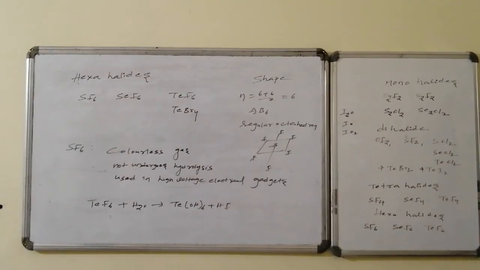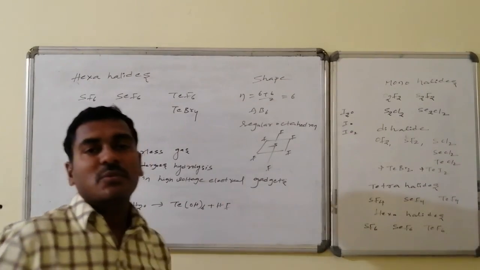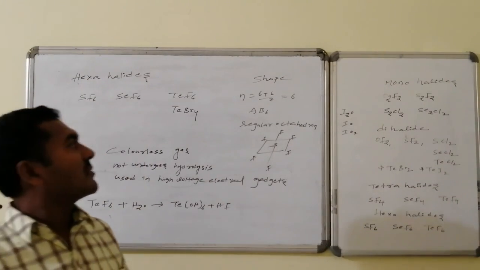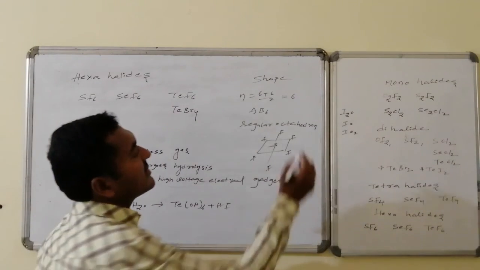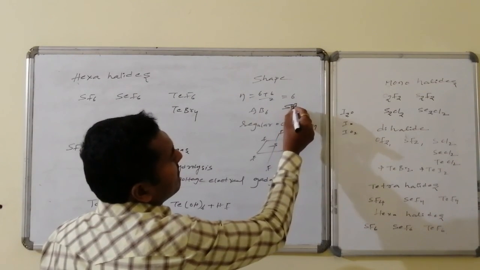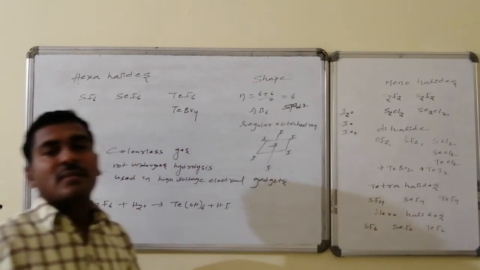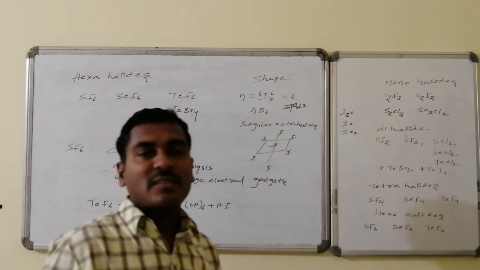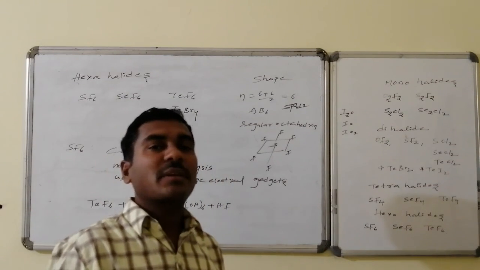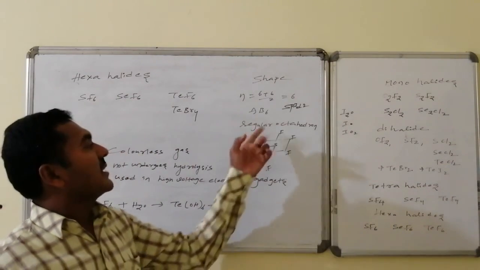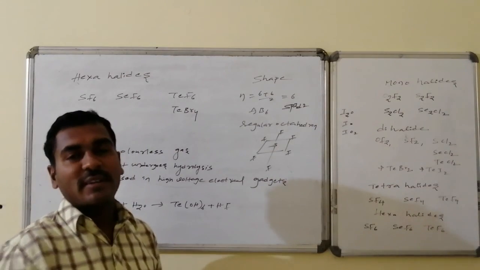For the shape of the hexahalides, the n value is 6 plus 6 by 2, that becomes equal to once again 6, which implies sp3d2 hybridization. 6 hybridized orbitals are there, having 1 electron in each, readily combining with the 6 orbitals of the fluorine, hence it is AX6, and a regular octahedron geometry is present.